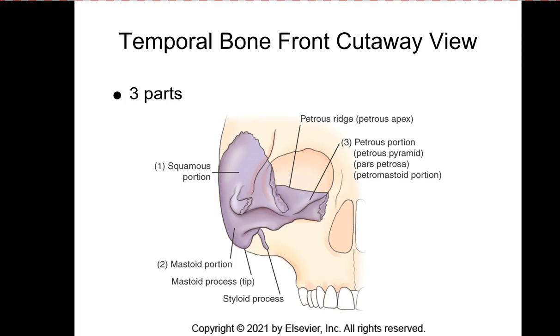The upper border or ridge of the pyramid is called the petrous ridge. So here is the dense petrous pyramids. The top of the petrous pyramid is the petrous ridge. Okay, and that's really an important landmark for positioning. So we're going to talk about petrous ridges a lot in lab. This area, again, is located directly behind our orbits, and it's a very dense piece of bone.